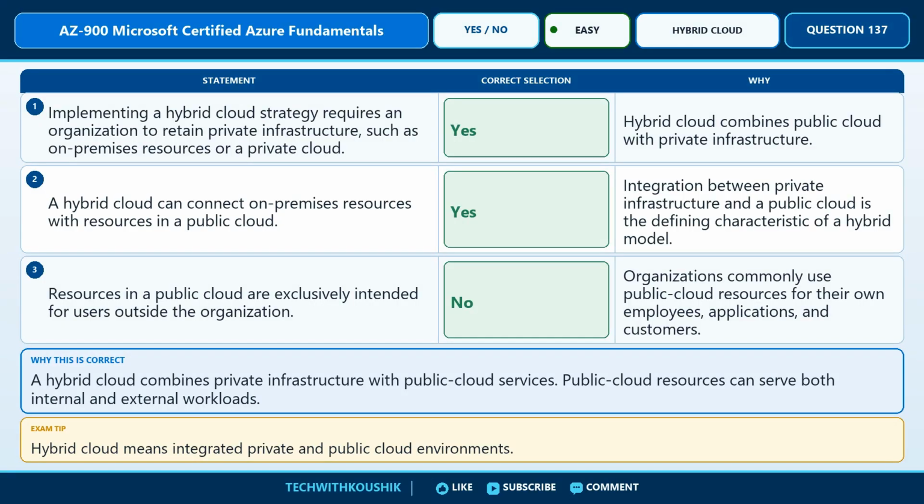Statement 1 should be marked yes. Hybrid cloud combines public cloud with private infrastructure. Statement 2 should be marked yes. Integration between private infrastructure and a public cloud is the defining characteristic of a hybrid model. Statement 3 should be marked no. Organizations commonly use public cloud resources for their own employees, applications, and customers.